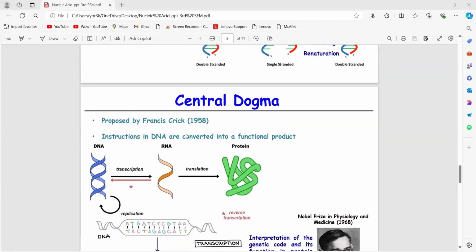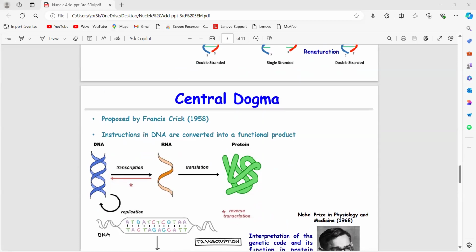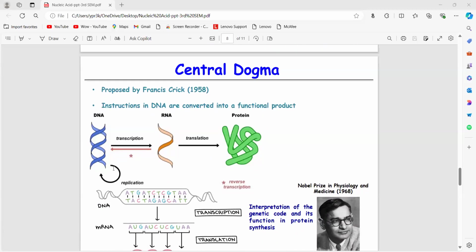It was proposed by Francis Crick. Instructions in the DNA are converted into the functional product. Here the central dogma of the cell is DNA to RNA by the process of transcription, and from the RNA to the proteins. This process is called translation. So this is the central dogma. Another process, RNA to DNA, also takes place. It is called reverse transcription.